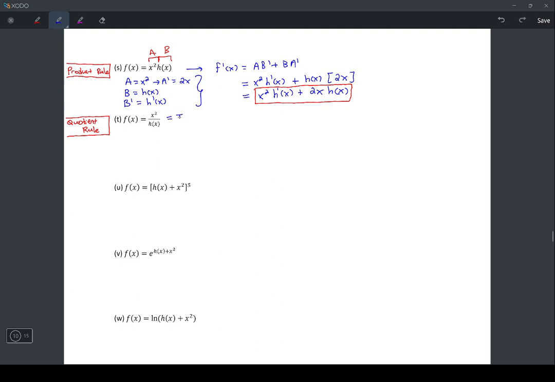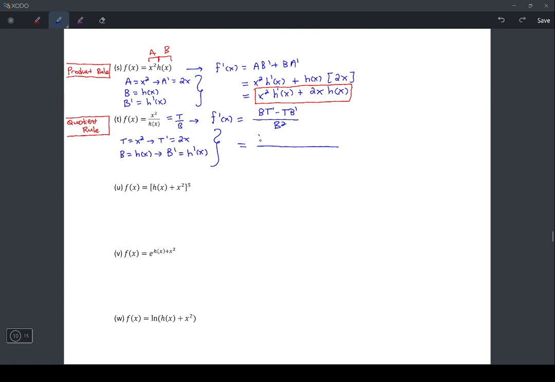Okay, next problem, problem T, is a quotient rule. So we recognize this as a t over b type of derivative. And the quotient rule says that our derivative will be bt prime minus tb prime all over b squared. Now the top function is x squared, so t prime is just 2x. The bottom function is h of x, and the best we can do for b prime is just h prime of x. We'll plug everything in.